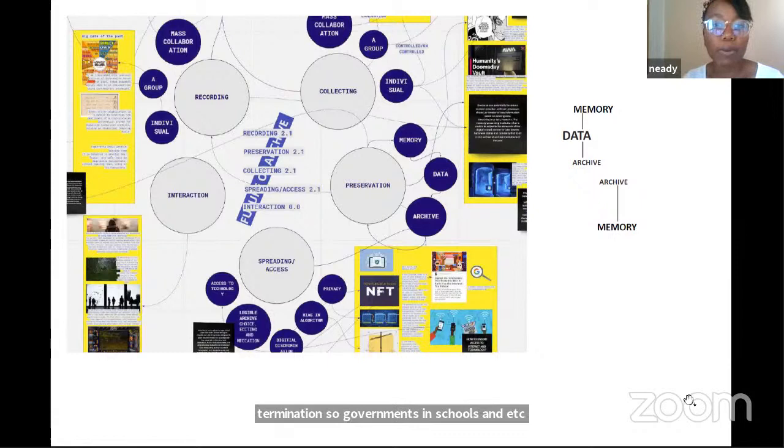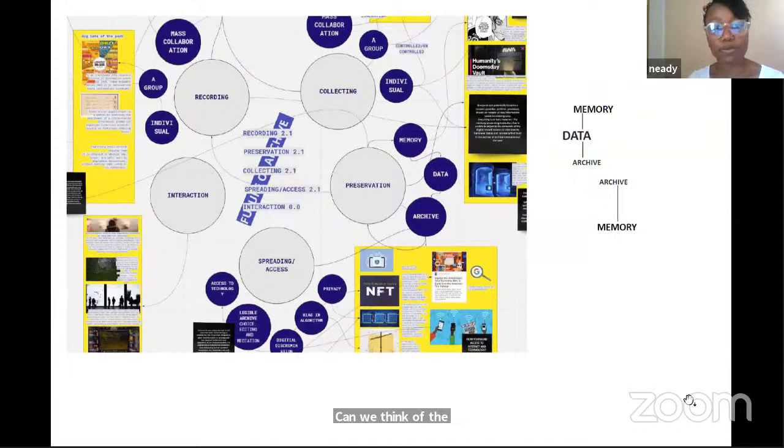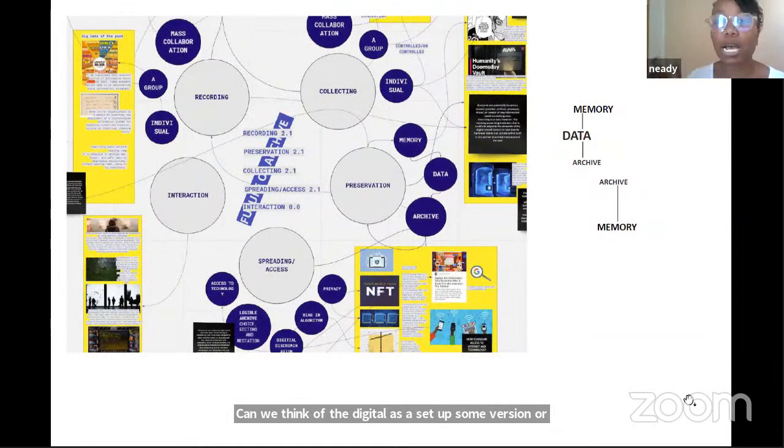Then we think about indigenous knowledge that doesn't necessarily run under these systems of domination. Can we think of the digital as a sort of subversion, or the digital as a sort of bridge between the two? So then the digital comes in the form of data, and then we are the holders of memory, either collective or individual, and then this forms an archive. Next slide, please.